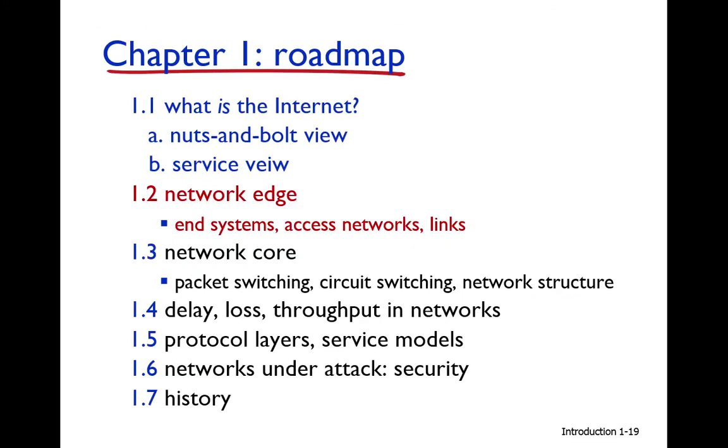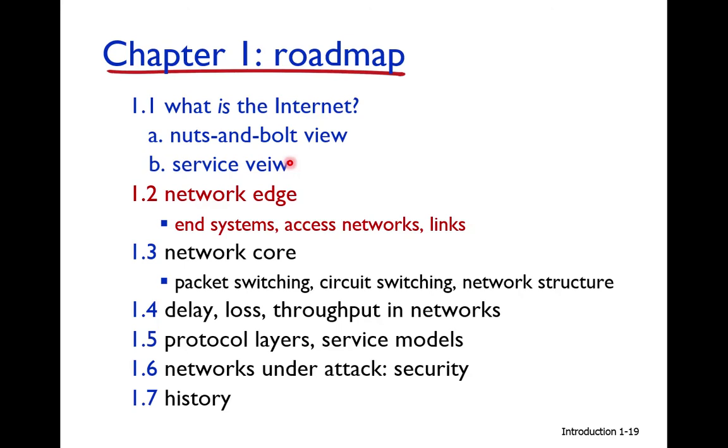So far we have discussed what the internet is. From the nuts and bolts view, the internet is composed of machines and systems, routers, connected through communication links, and they talk to each other by using protocols. And from the service point of view, the internet is a communication infrastructure that provides communication to different applications, between two applications, or among more than two applications.